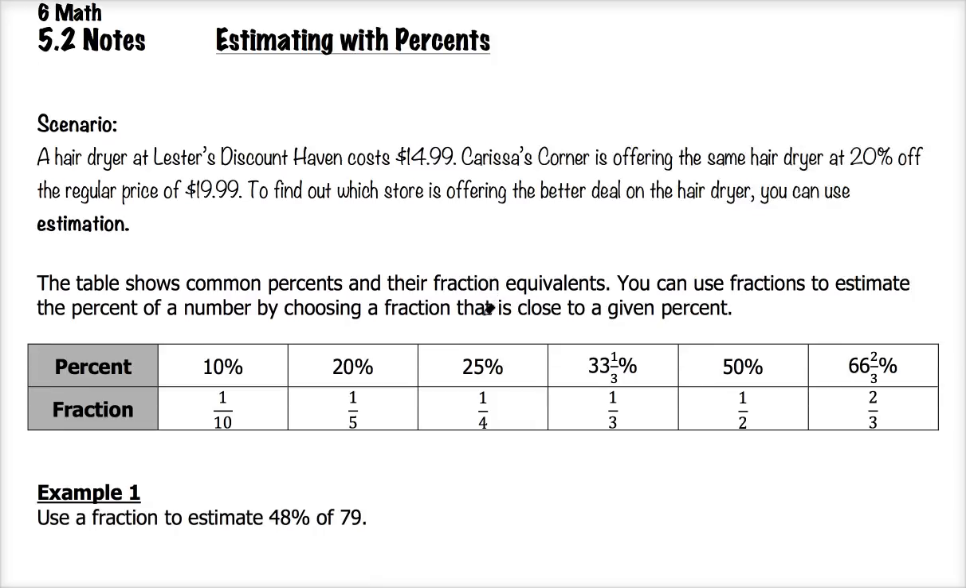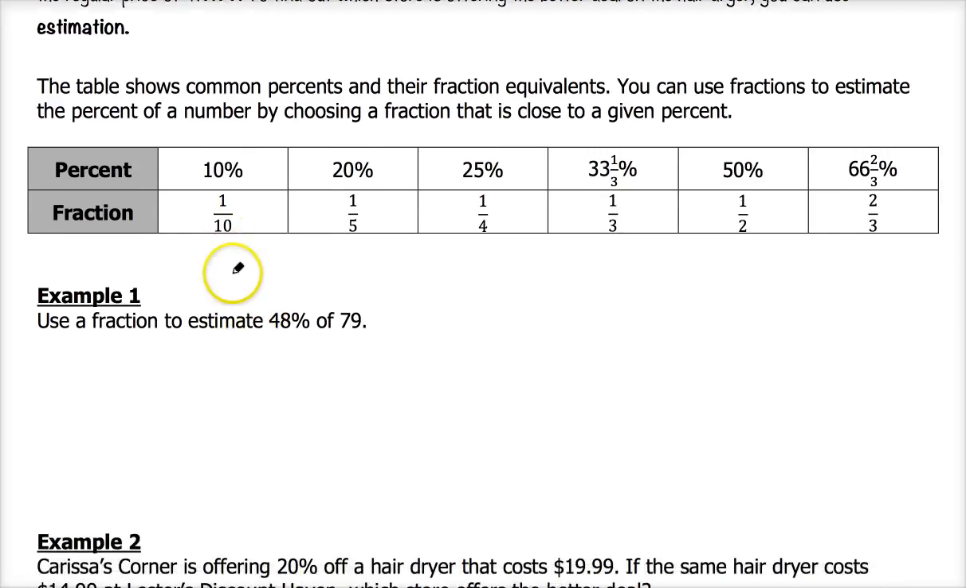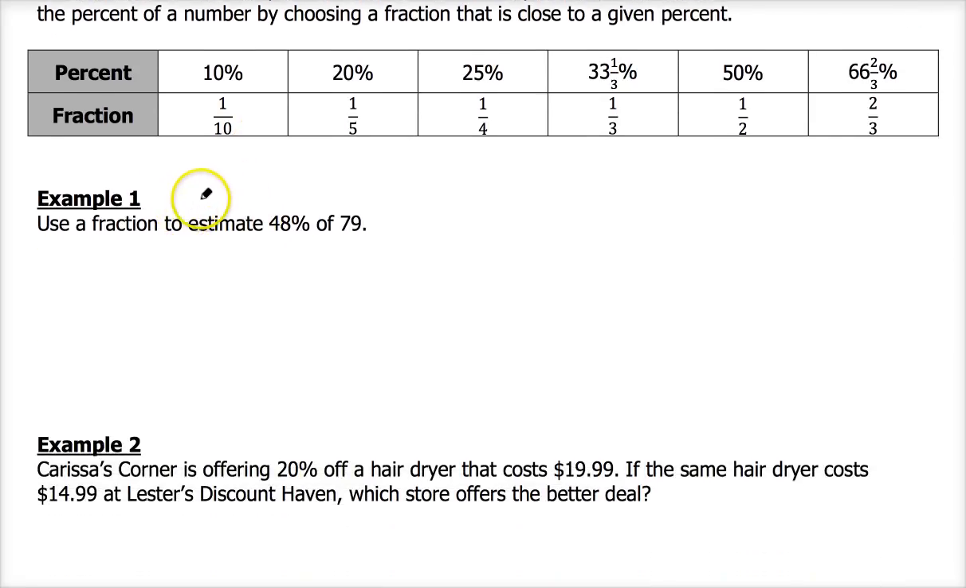So if you look at the table below, we'll come back to this problem in a little bit, you'll see some common percent to fraction conversions here. I need you to have these conversions memorized, please. There's 6 of them, and these are really common ones that will make your life a lot easier when you're trying to figure out percents off when using estimation. So we're going to use those conversions in the table to help us with example 1 here.